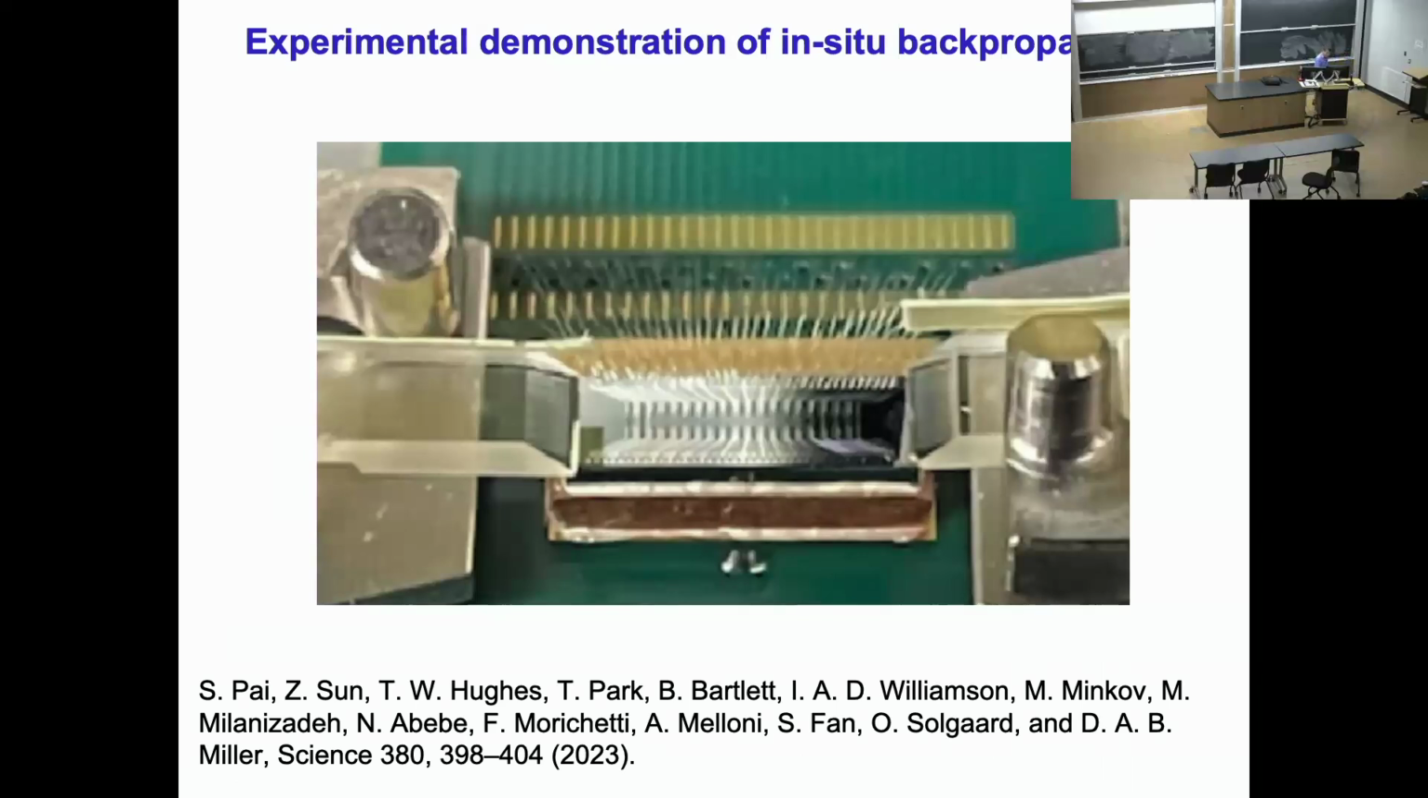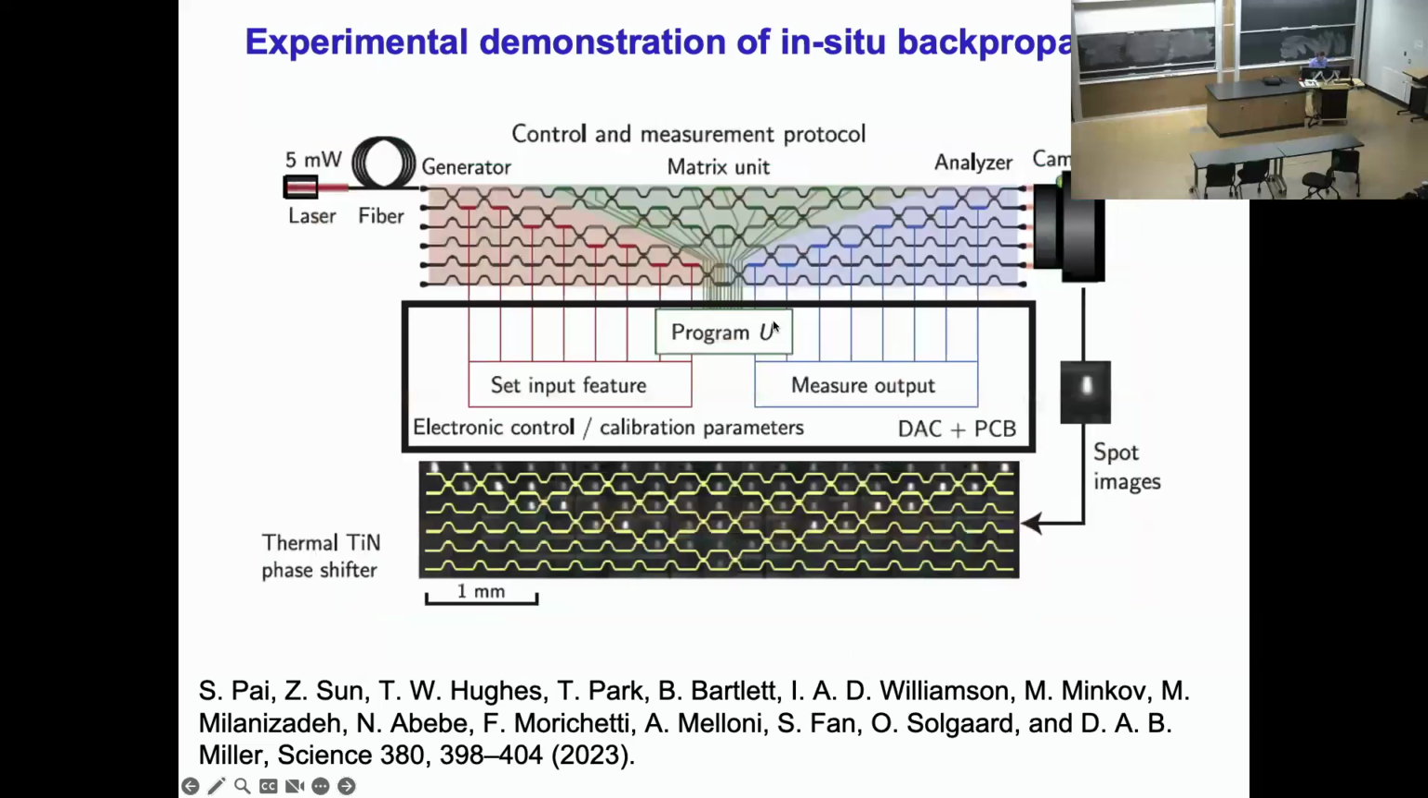More recently, in collaboration with my colleagues Olav Solgaard and David Miller, we provided an experimental demonstration using a silicon photonic chip that was fabricated at a foundry. This is a microscope image of the chip. The optical part is here. And then there's a lot of electronic parts that control the phase shifters. I won't go through a lot of details, but I just want to highlight some aspects of the experiment.